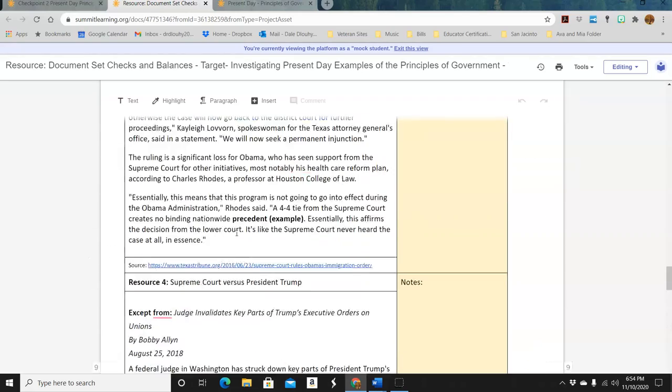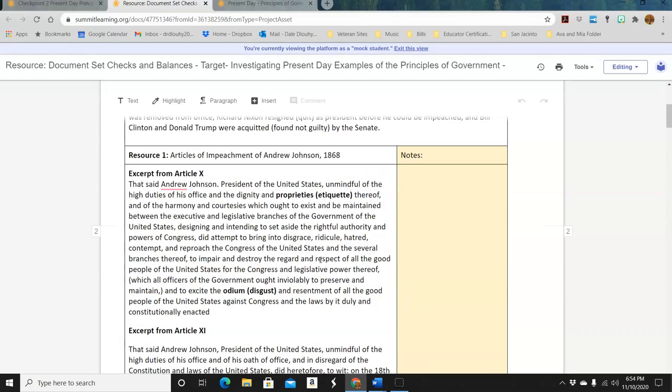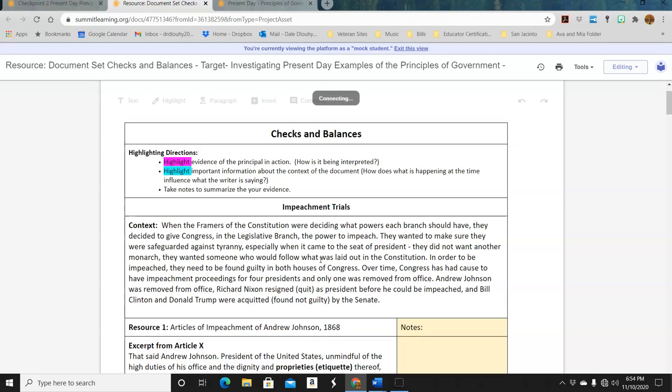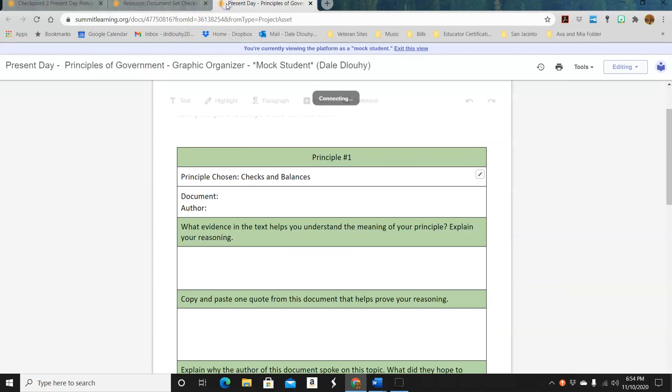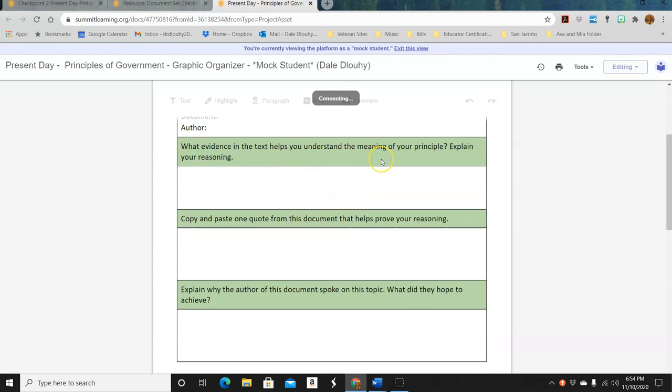So guys, if you take a look at checks and balances, there are a lot of great available resources to use. You can use one or some, but remember, you just need one. You can use more, but I would just pick one. All right, so obviously, you're going to put checks and balances. What evidence in the text helps you understand your principle?